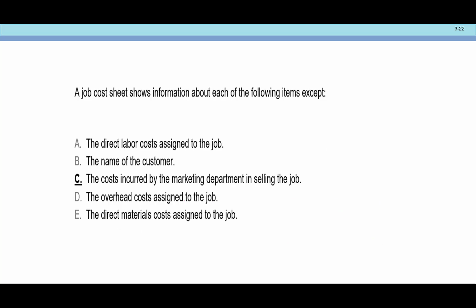Let's take a look at the job cost sheet. Has what information about each of the following? Direct labor costs. Did we put direct labor costs on the job order costing sheet? Yeah. Right? Okay. Name of the customer or whatever. The overhead cost, $4 times 8 hours, right? We put that, didn't we? And then direct materials, we put that. Now, if you're asking whether the name of the customer is on there, maybe you weren't sure. That's not what we're here to learn. But cost incurred by the marketing department in selling the job, that is what? That is a period cost, isn't it? That is not tracked to the product. That will be expensed as incurred, right? Okay.